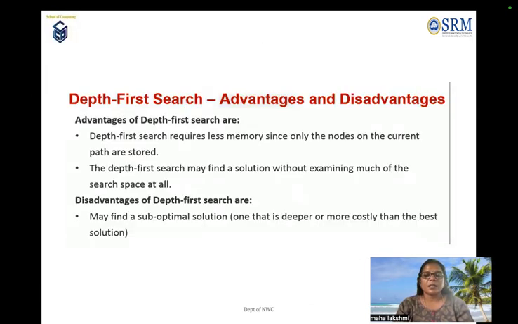So what are the advantages and disadvantages of depth first search? Advantages: depth first search requires less memory, since only the nodes on the current path are stored. It may also find a solution without examining much of the search space at all, so its time complexity is lower and its space complexity is lower too. Disadvantage: it may find a suboptimal solution, one that is deeper or more costly than the best solution.